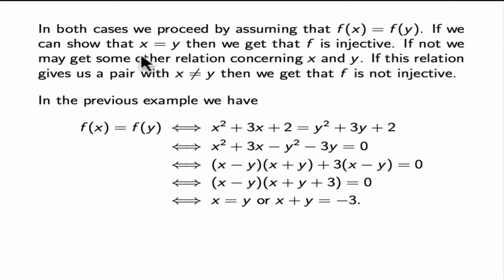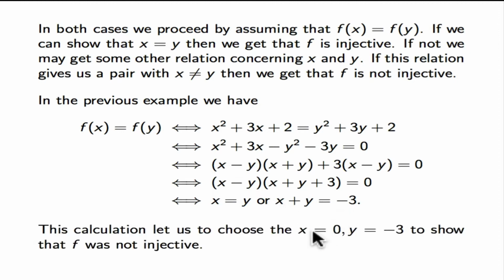So here, I didn't deduce that x is equal to y. Either x is equal to y or x plus y is minus 3. And this relation, x plus y equals minus 3, gave me this choice, x equals 0 and y equals minus 3, that I've written earlier, which was showing that f was not injective.